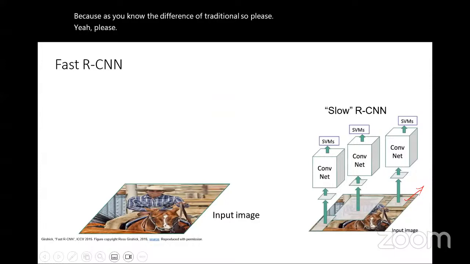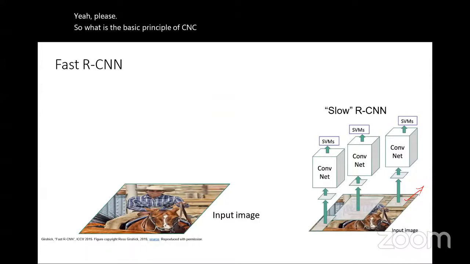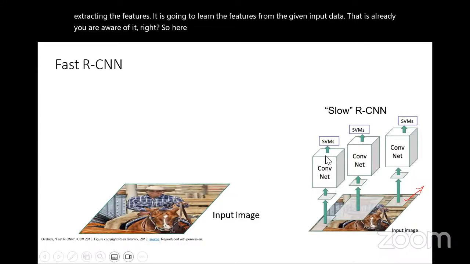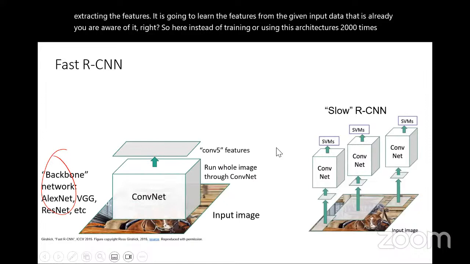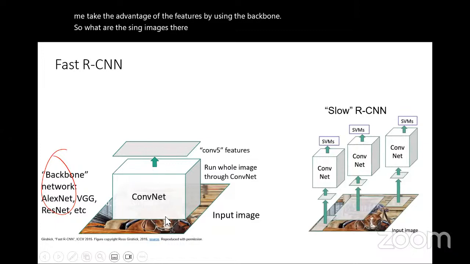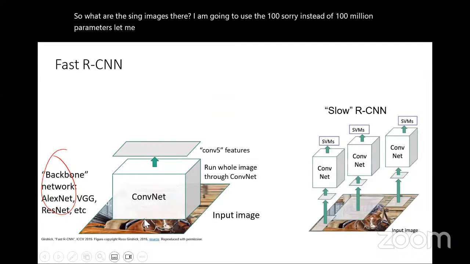So what is the basic principle of a CNN algorithm? The CNN algorithm, instead of simply extracting the features, is going to learn the features from the given input data. You are already aware of that, right? So here, instead of training or using this architecture 2000 times, let me take advantage of the features by using the backbone. Instead of 100 million parameters, let me use 80 million parameters.